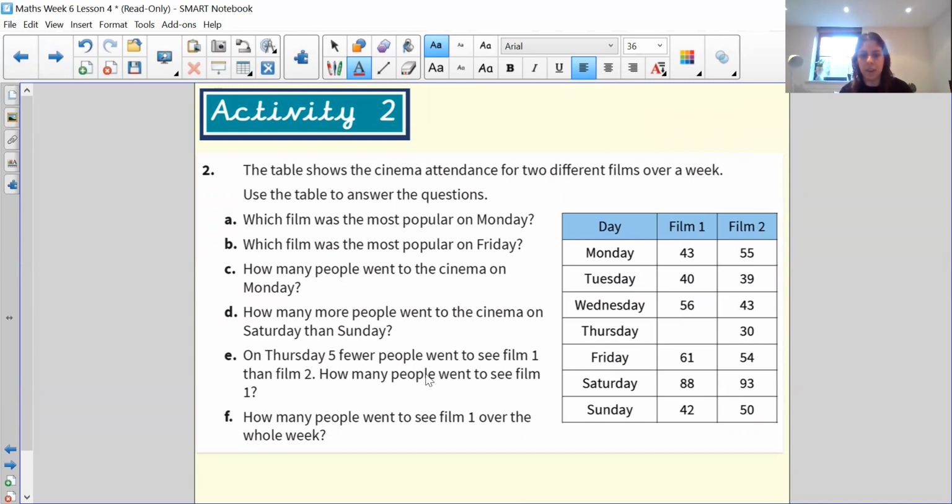So have a look carefully, and it might ask you to try and work out what this space is. I think that's an E question. It tells you how to try and work that out. So have a look at those for me.